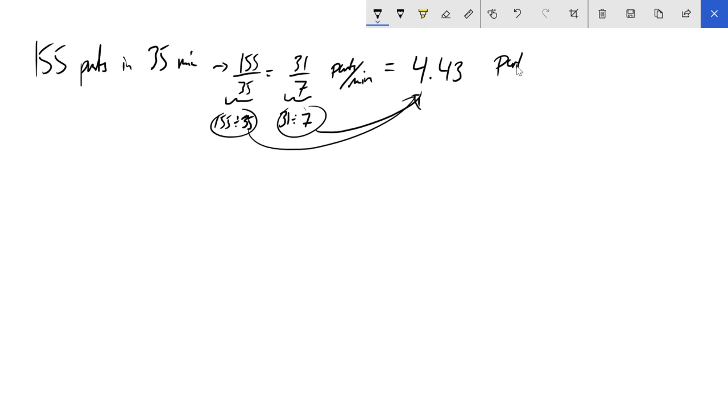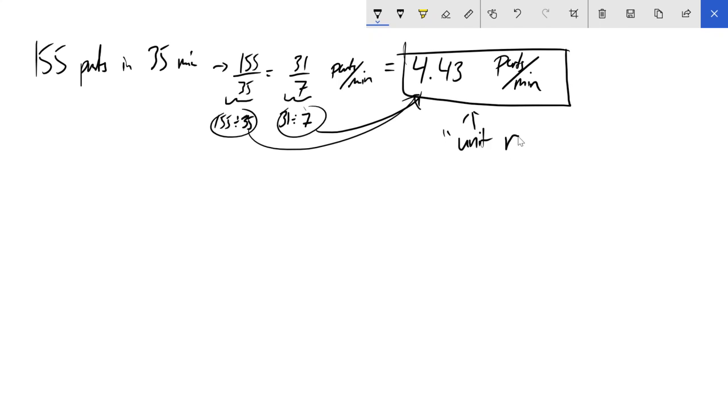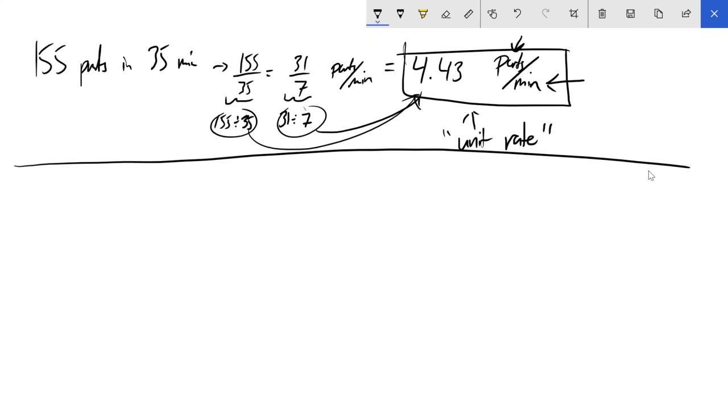And now that's telling you parts per single minute, if you actually perform the calculation. This right here is what we call the unit rate. The unit rate tells you how many of these things you can do in one of those. For every 1 minute, how many parts is it spitting out? It's spitting out a little over 4 parts per minute.